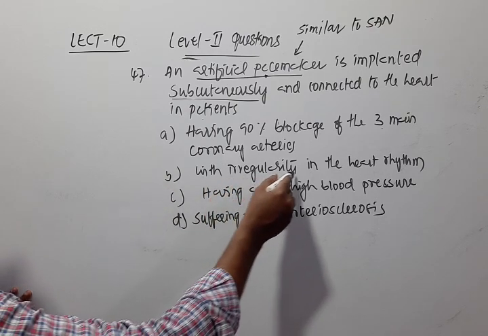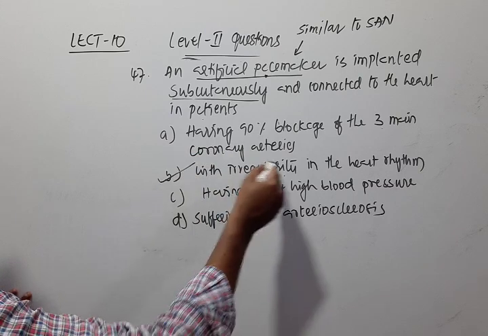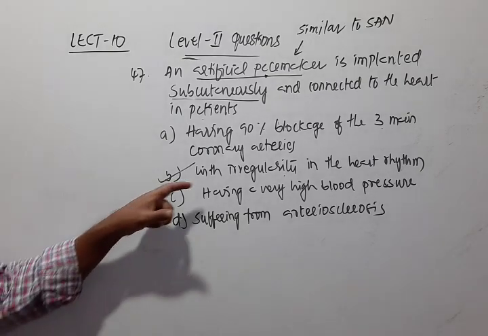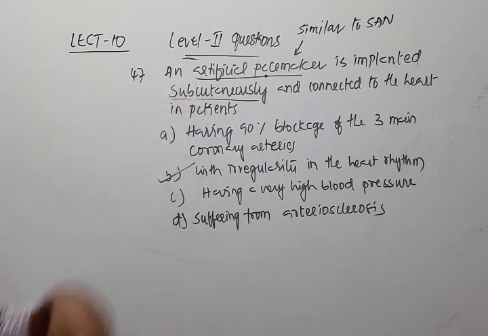Here it is only concerned with irregularity in heart rhythm. To treat this irregularity in the heart rhythm, the doctors will place the artificial pacemaker subcutaneously, and it will be connected to the heart and work as a sino-auricular node.